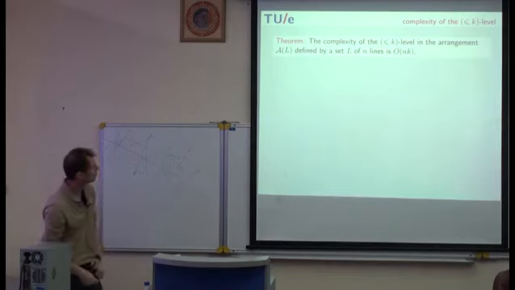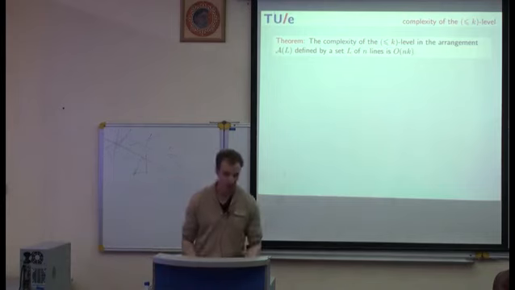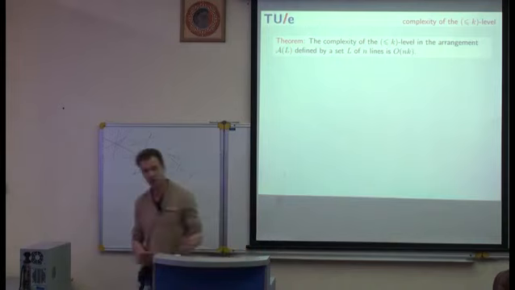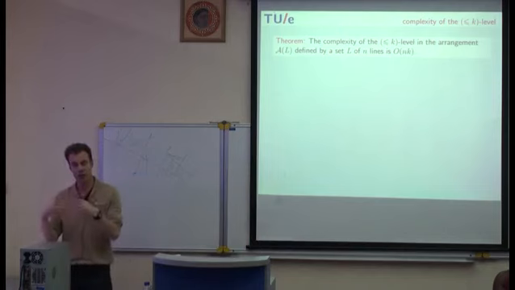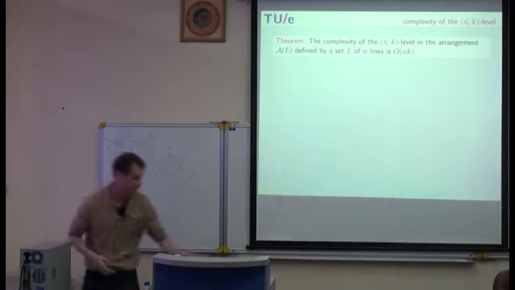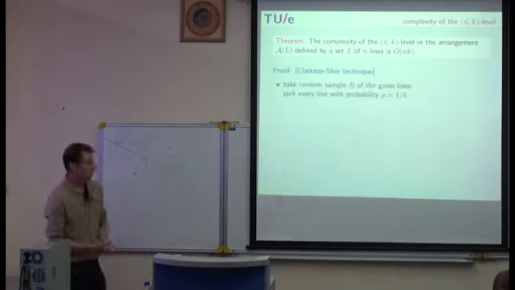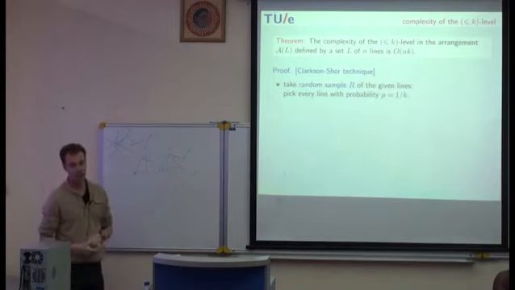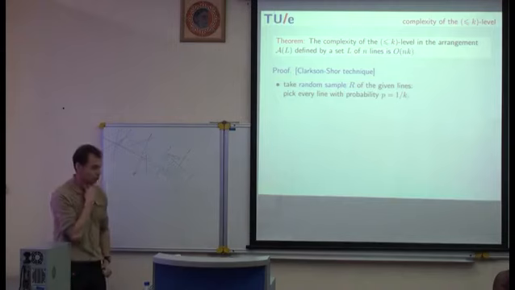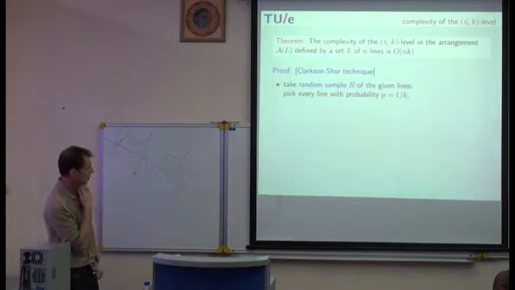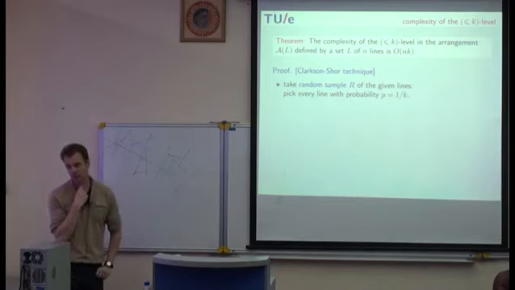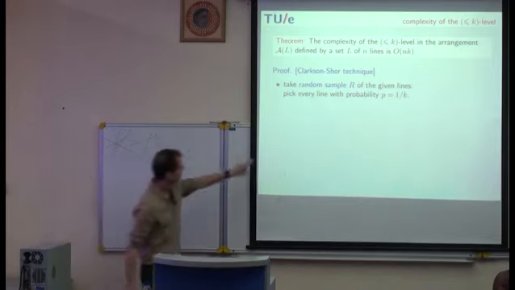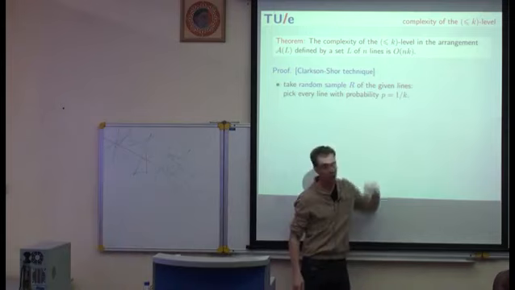And now we're going to prove that this behaves like this. And as I said, the proof is very nice, very easy also, and it's a very useful proof technique. So for instance, if you want to prove something about the k level in an arrangement of segments, you can immediately apply the same technique. Okay, so what's the technique? This is in a paper from Clarkson and Shor, and it's usually called the Clarkson-Shor technique. So you take a random sample of your lines, where you pick every line with probability 1 over k.